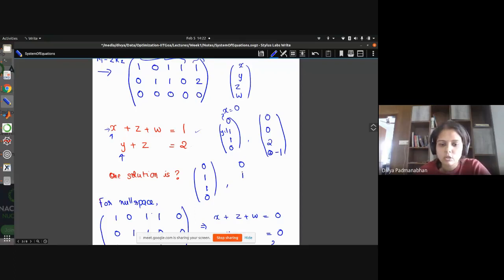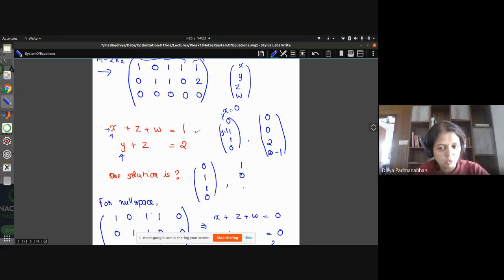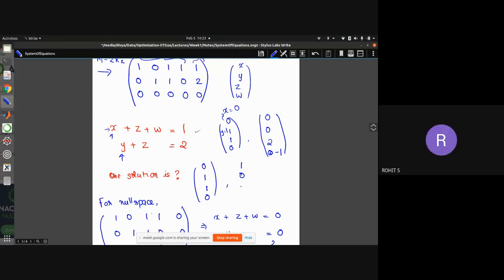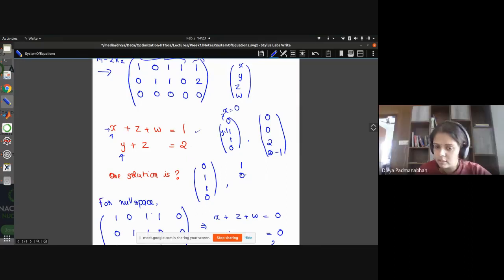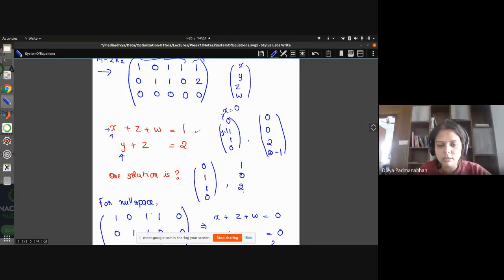Another way to do it is you can have 1, 0. So then what are z and w? Can someone tell me? 1, 0. Z is 1 and W is 0? No, wait. Z is 2, right? And W is? Minus 2. Minus 2, right?